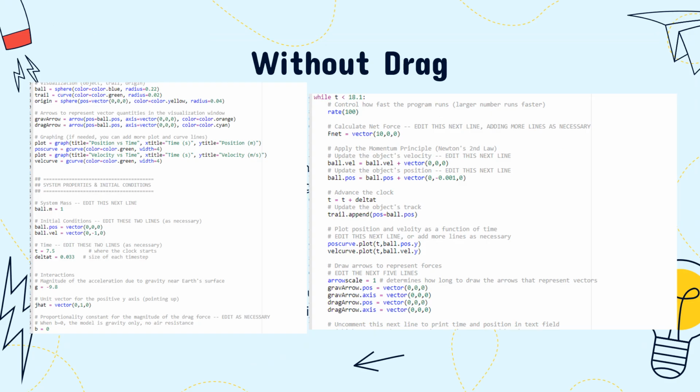Then a FlowScript code was created to predict the motion of the ball with and without drag. For without drag, the code was modified for the correct time intervals and the acceleration was set to 9.8 as a constant acceleration.